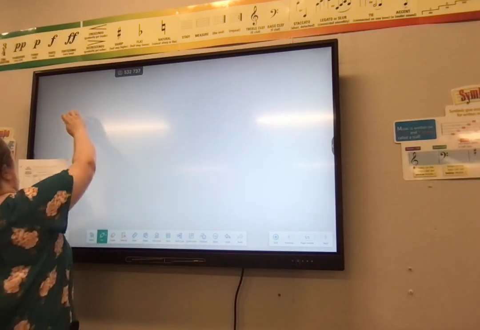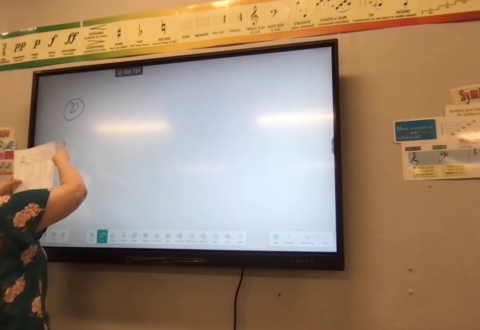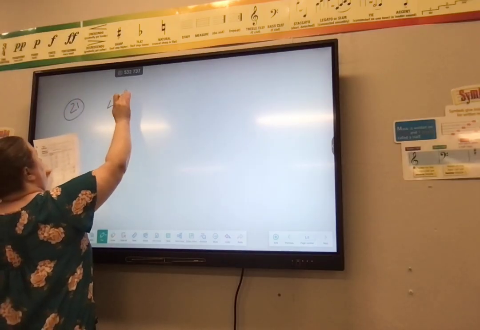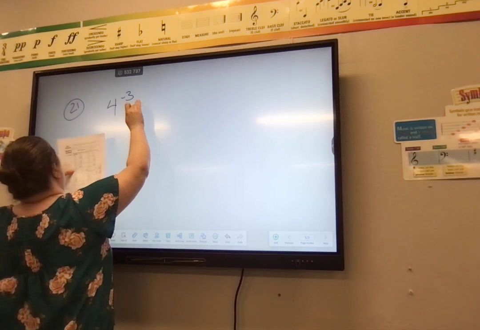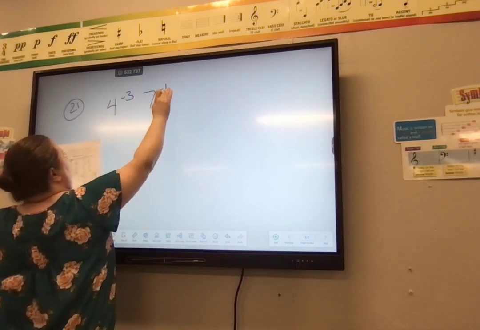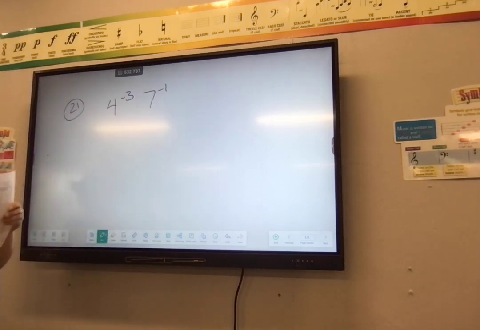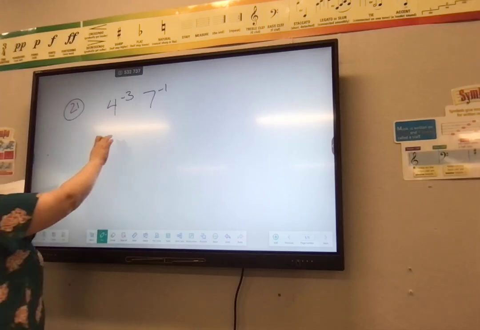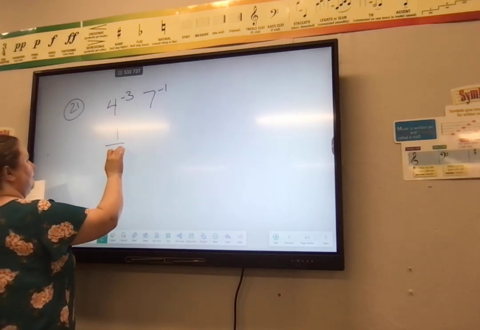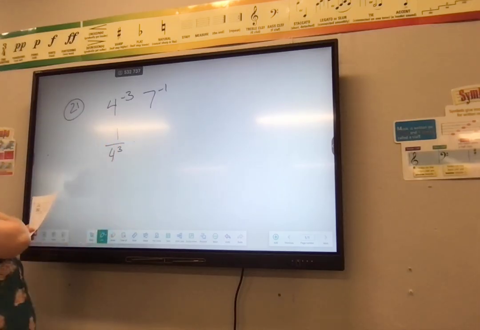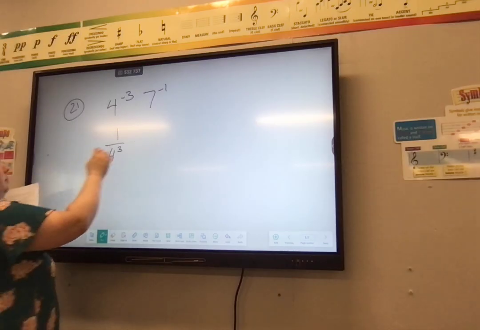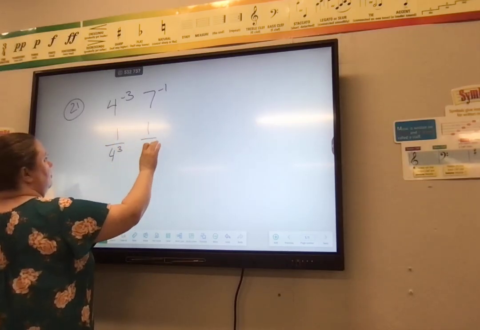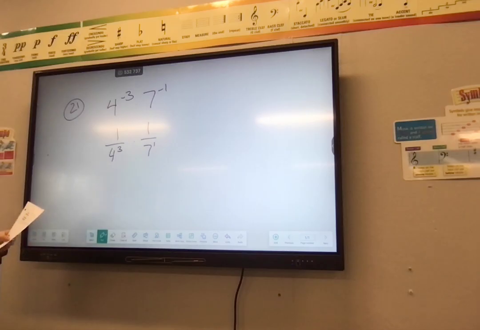Okay, so this is 21. Don't forget to go back and do the ones we skipped. If I have 4 to the power of negative 3 times 7 to the power of negative 1, the first step is to rewrite this without the negative exponent. So how would I write the first term? 1 over 4 to the power of 3. Is he right? Yes. Okay. Times, and then how would I rewrite the second one? 1 over 7 to the power of 1. Which is just 1 over 7, right?